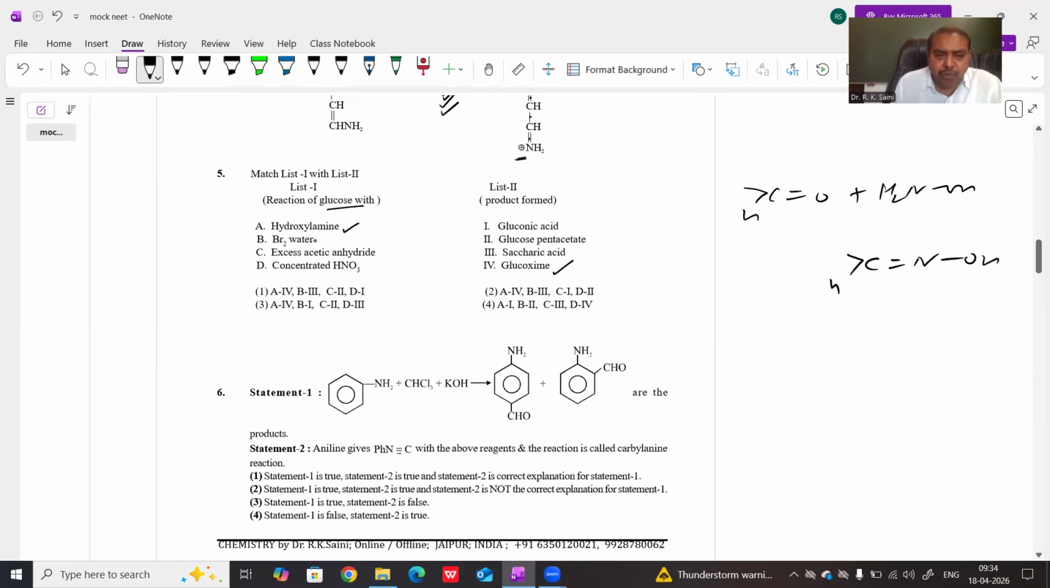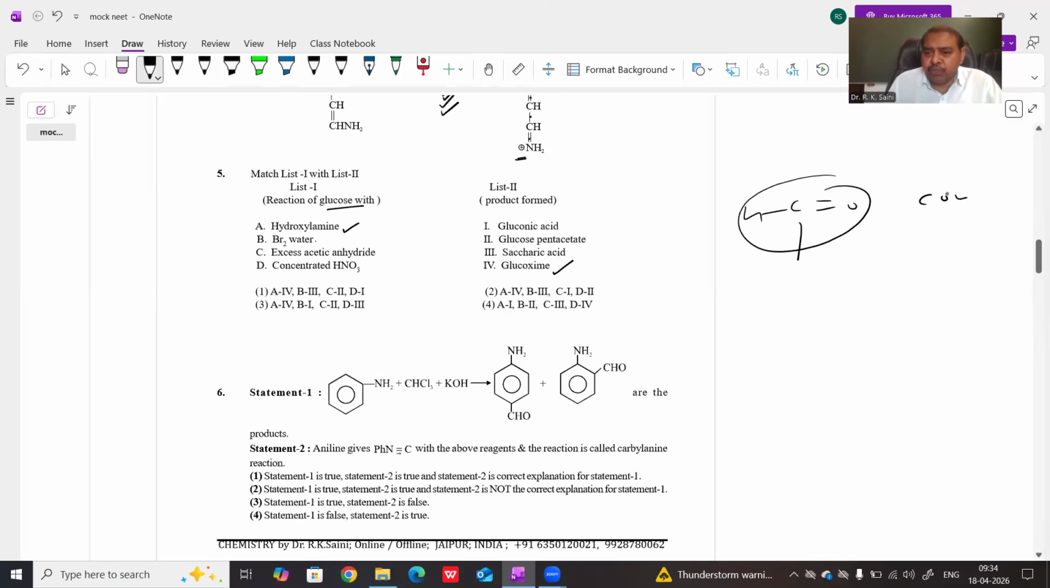Next, bromine water. Bromine water is a weak oxidizing agent, or I can say it is not a very strong oxidizing agent, and hence it oxidizes only the aldehyde group into an acid. Therefore, the product is gluconic acid first.